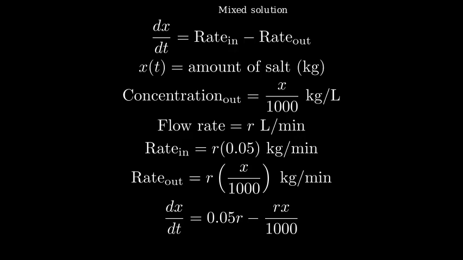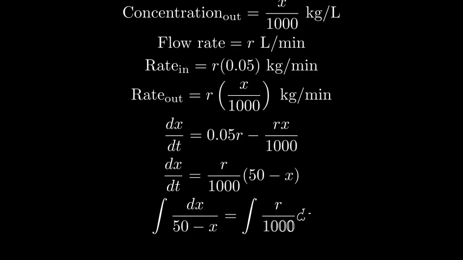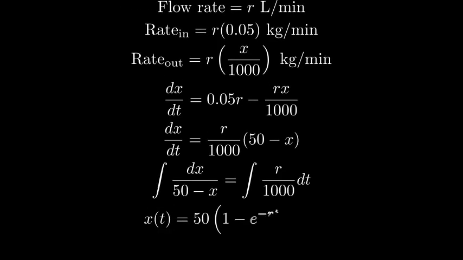Let's simplify our equation. We can factor out r over 1,000 to get dx/dt equals r over 1,000 times the quantity 50 minus x. Separating variables and integrating, we get that x equals 50 times the quantity 1 minus e to the negative r t over 1,000.